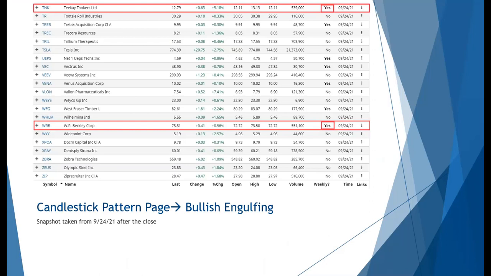This is last Friday's close, and it's the candlestick pattern page for the bullish engulfing. Like I said, I like bullish engulfing and bearish engulfing because those are usually found in trend changes or accelerations of trends. Two of them came out. I don't know if I'm going to have enough time to go into both of these, but the one I want to show you is TK Tankers. Notice the pattern was repeating on the weekly basis.